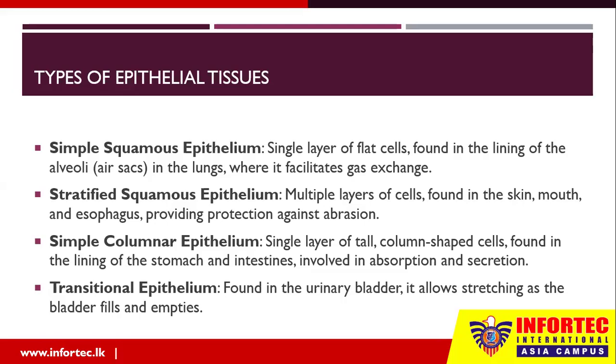As I already mentioned, we can categorize this as per the number of layers or shapes of the cells, right? When we consider the number of cell layers, we can classify these epithelial tissues into three. One is simple epithelium. It means these tissues have one single layer of cells. Then the second type is the stratified epithelium. In the stratified epithelium, there are multiple layers. Only the bottom layer touches the basement membrane, but going beyond that, there are multiple layers, right?